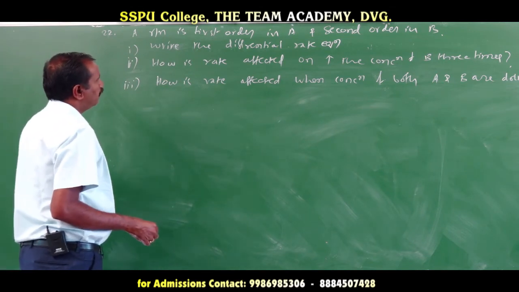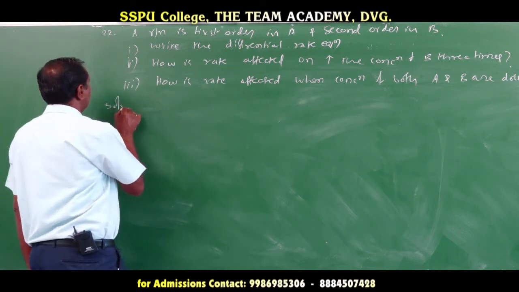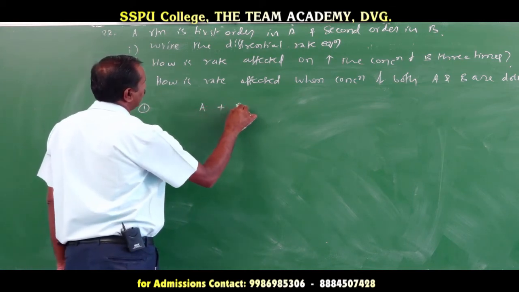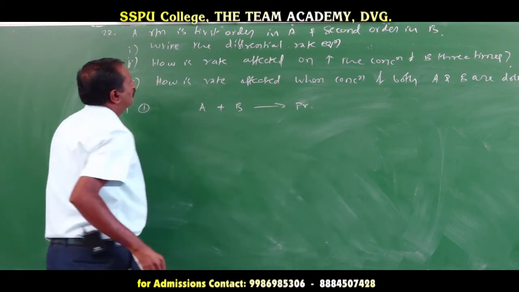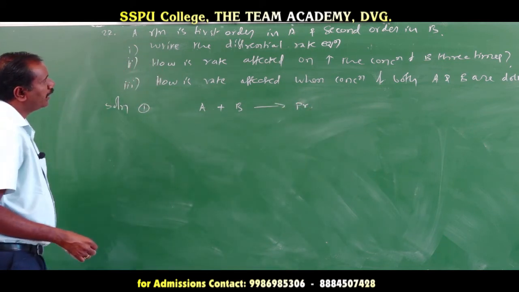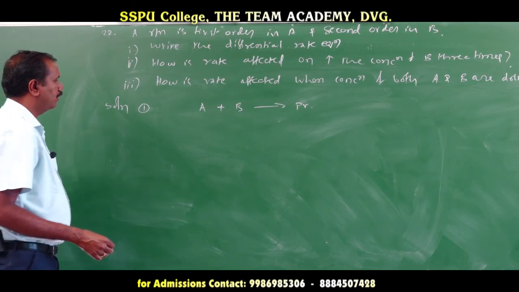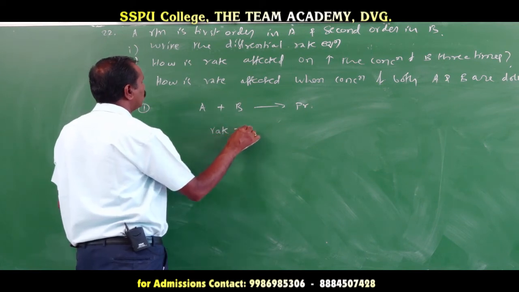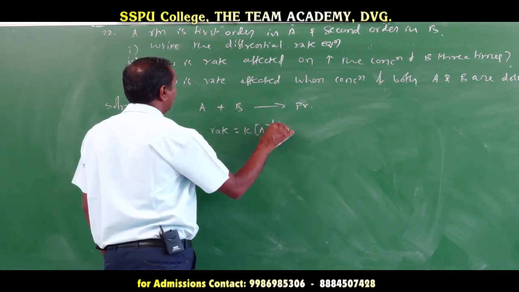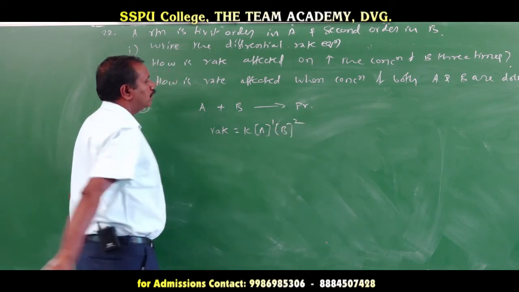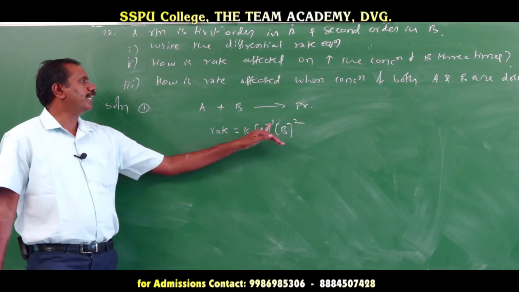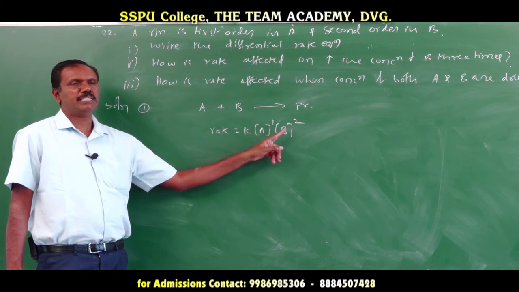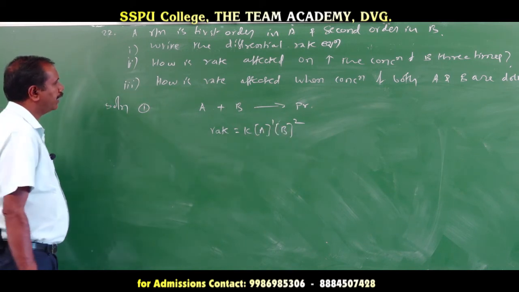So for the first question, the reaction is made up of A and B, it gives product. First order with respect to A and second order with respect to B. So the differential rate equation means what? Rate is equals to k into molar concentration of A to the power 1, B to the power 2. The first order with respect to A means A to the power 1. Second order with respect to B, nothing but the power should be 2 for B.